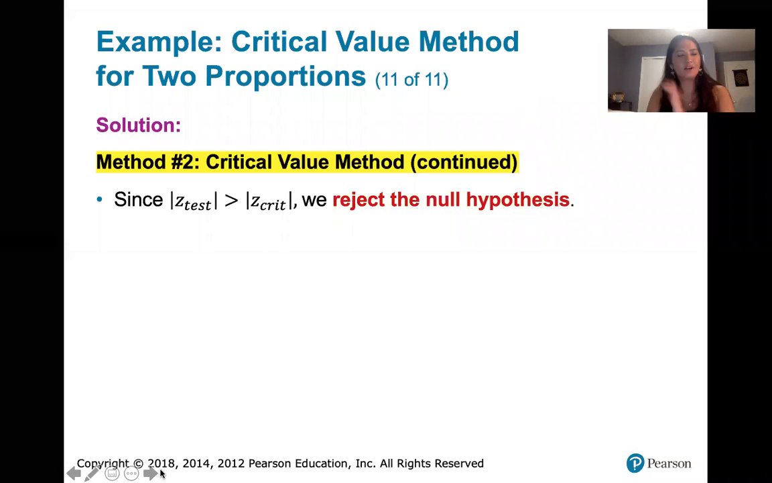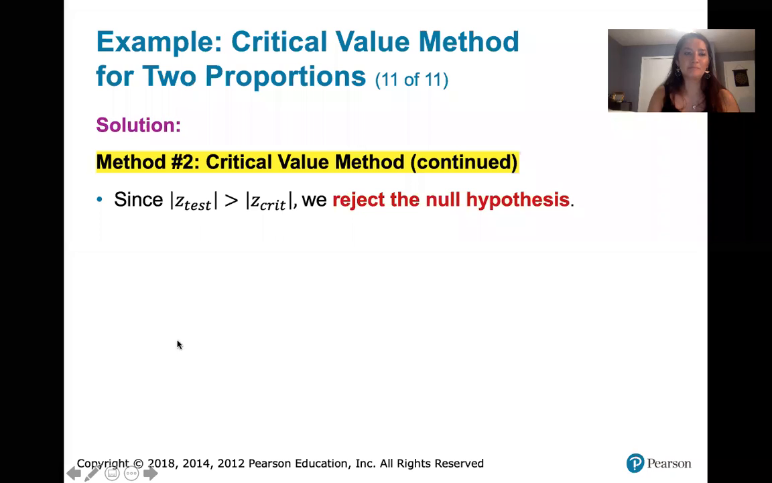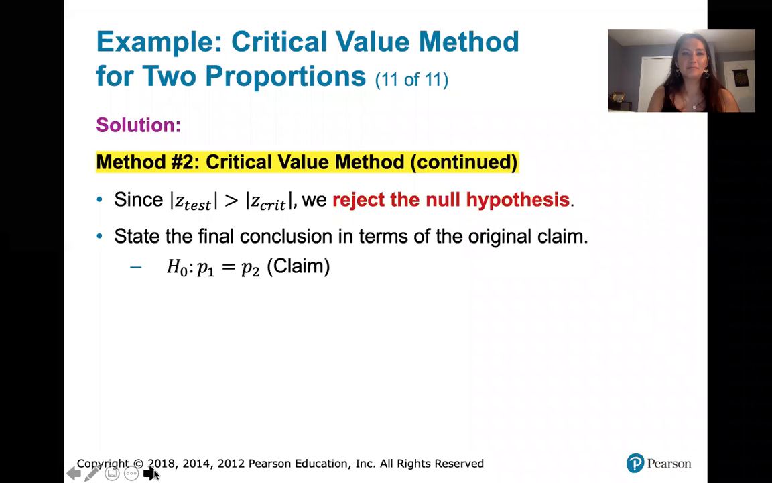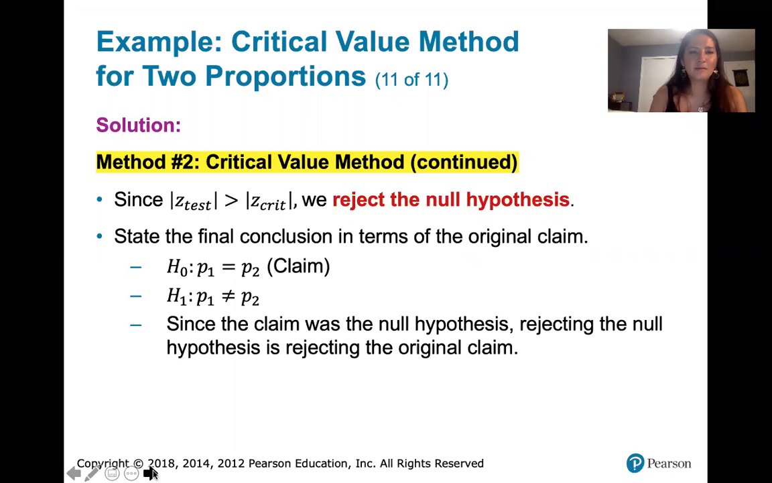Okay, so we're rejecting the null hypothesis, but that doesn't say anything about the original claim. So now we need to state something about the original claim. Our original claim was that the accuracy rate at the two restaurants are equal to each other. And if that's not true, this alternative hypothesis is true. Now, if we are rejecting the null hypothesis and the claim is the null hypothesis, we're rejecting the original claim.